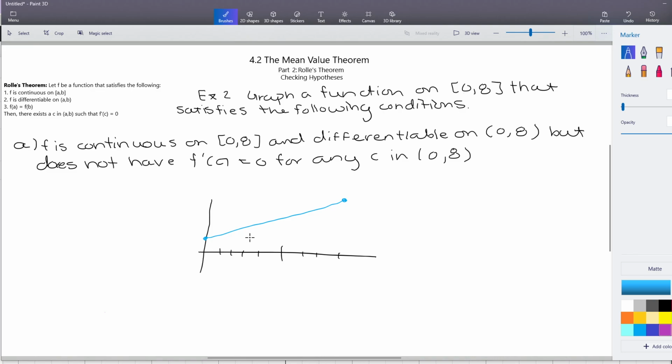In fact, we know that for a linear function, the derivative is a constant. But there's nowhere here that the derivative is 0. And we know that because when we look at it, there's no place for a horizontal tangent. And this is so important. This is why we need the third hypothesis.